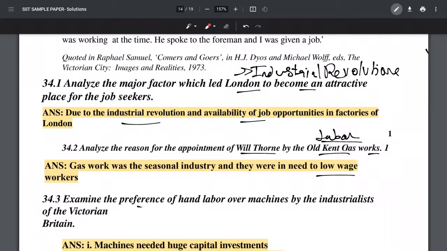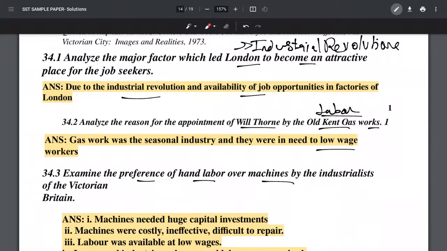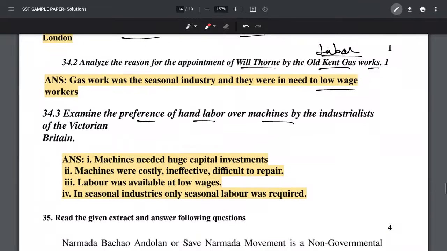Next question. Examine the preference of hand labor over machines by the industrialists of Victorian Britain. So, what happens is machines need huge capital, correct? They want more and more capital. Proper things should be there. There should sometimes be electricity also. If there is some problem, they need to be repaired, and until repair is done, they will not work. But talking about hand labor, it was available at low wages also, and in seasonal industries only seasonal labor was required. So that is why hand labor was more preferred.